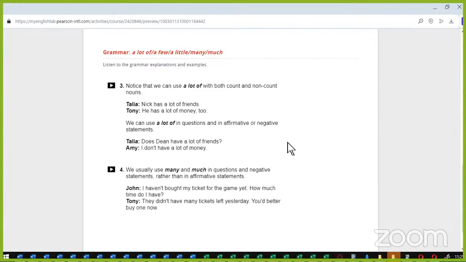Notice that we can use a lot of with both count and non-count nouns. Nick has a lot of friends. He has a lot of money too. We can use a lot of in questions and in affirmative or negative statements. Does Dean have a lot of friends? I don't have a lot of money. We usually use many and much in questions and negative statements rather than in affirmative statements.